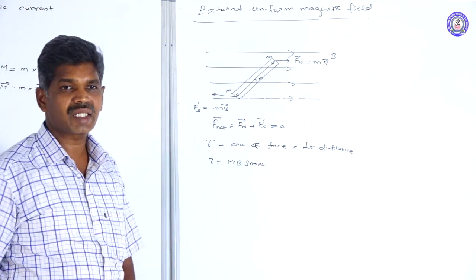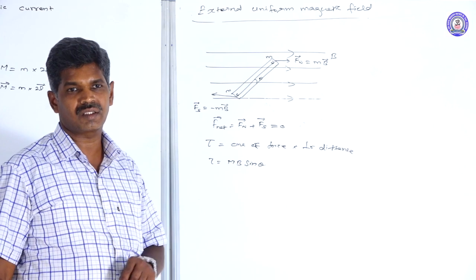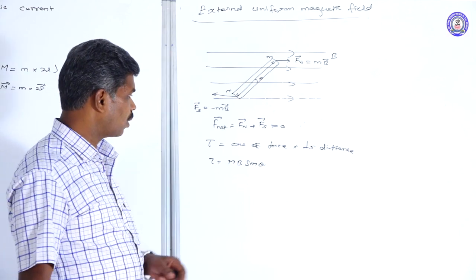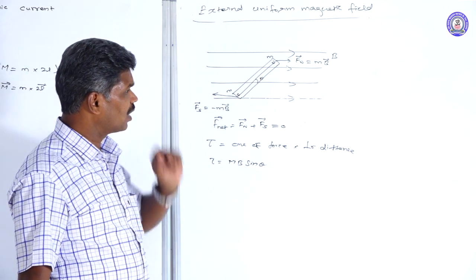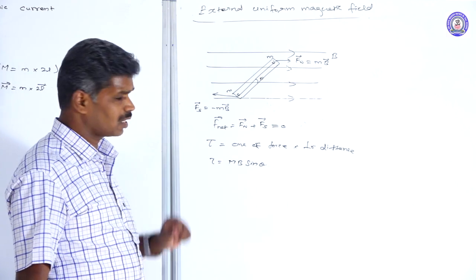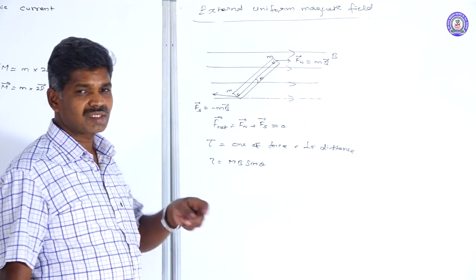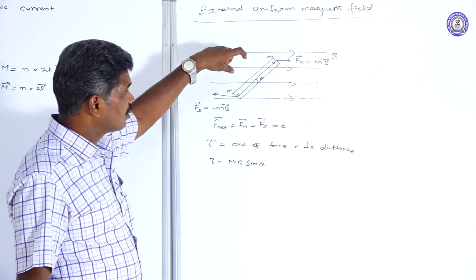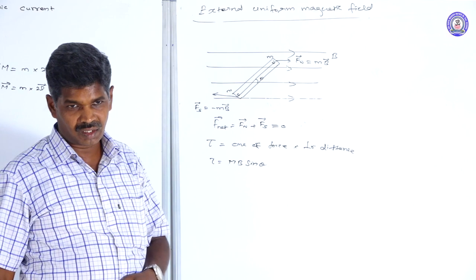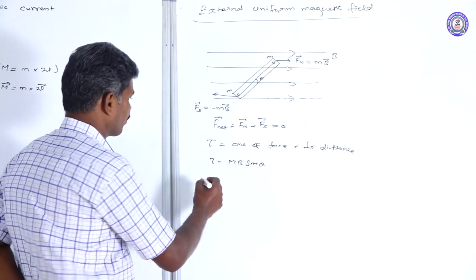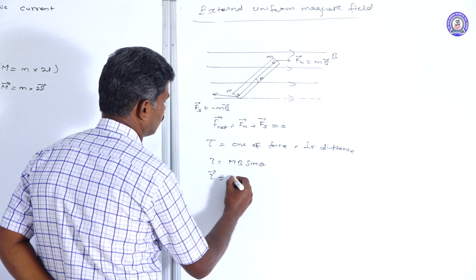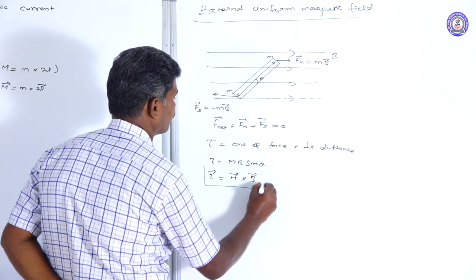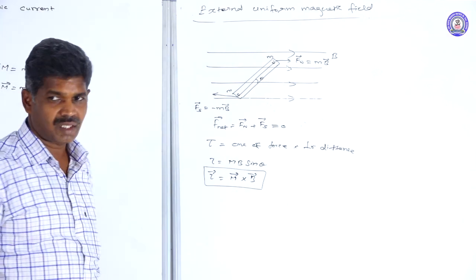m is nothing but the magnetic moment. We know that magnetic moment is equal to the pole strength into the length of the magnet. B is the external magnetic induction. It is a vector quantity. The torque vector acts perpendicular to the plane which contains the bar magnet and the magnetic field. For the vector representation, tau vector equals m vector cross B vector. It is the vector form of the torque acting on the bar magnet.